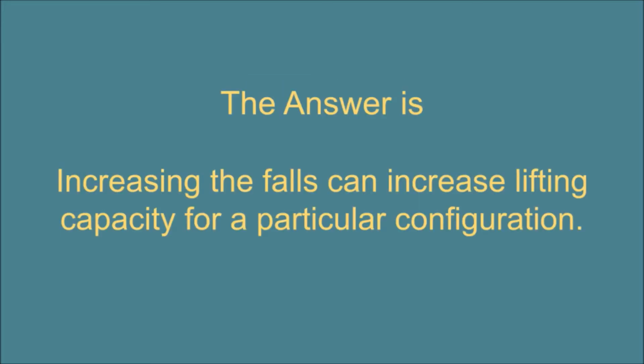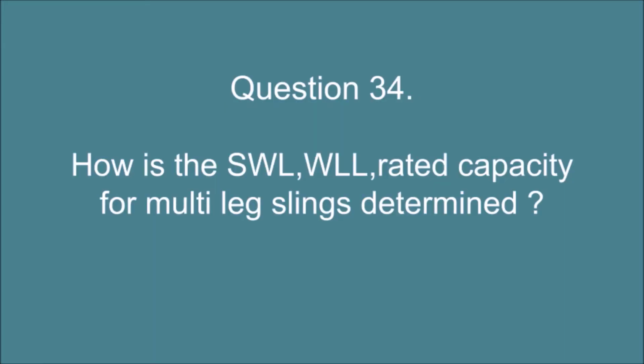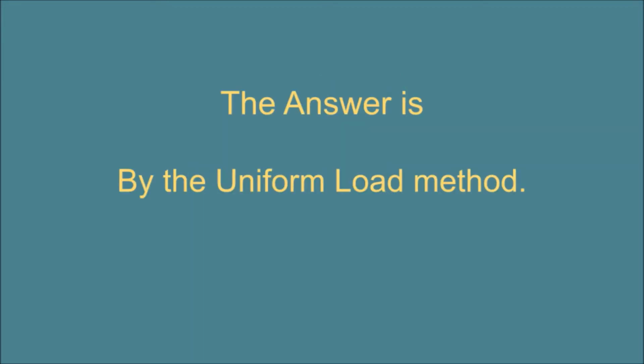Question 33. What advantage is gained by increasing the number of falls on a hook block? The answer is increasing the falls can increase lifting capacity for a particular configuration. Question 34. How is the SWL, WLL, rated capacity for multi-leg slings determined? The answer is by the uniform load method.